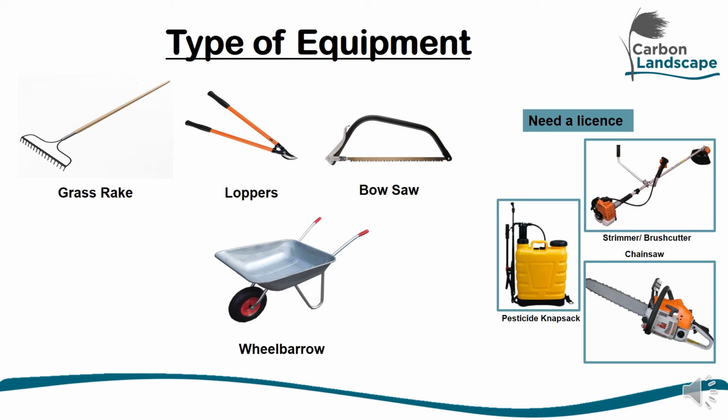The type of equipment you'll be using, things like tools such as loppers and bow saws for rhododendron, grass rake and wheelbarrows to clean up after ourselves. You may also need a license for things like brush cutters, chainsaws and knapsack sprayers. You need a license, you need training with these tools.